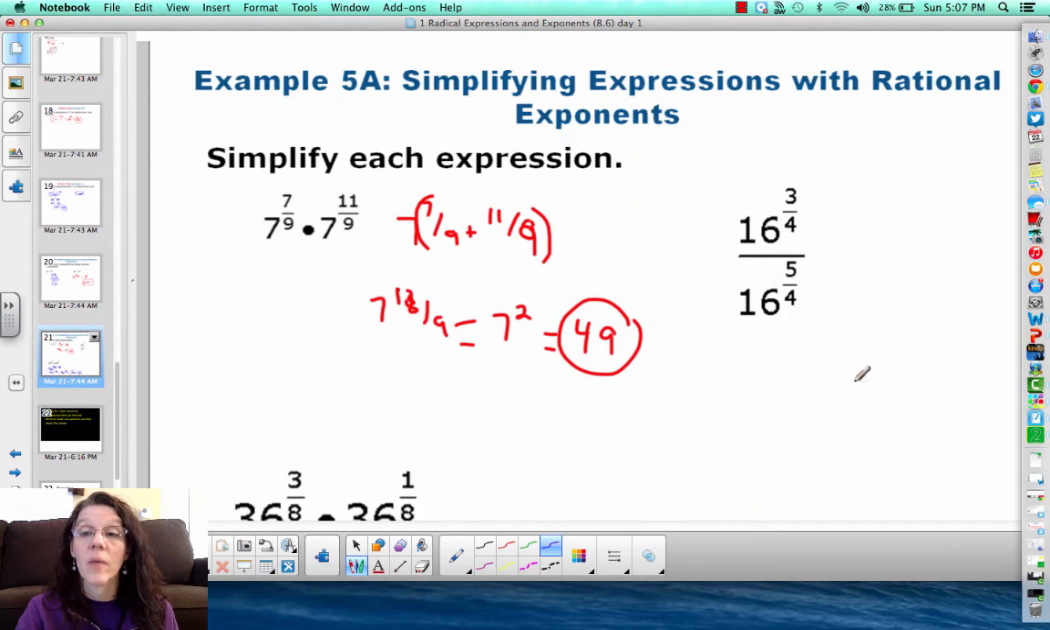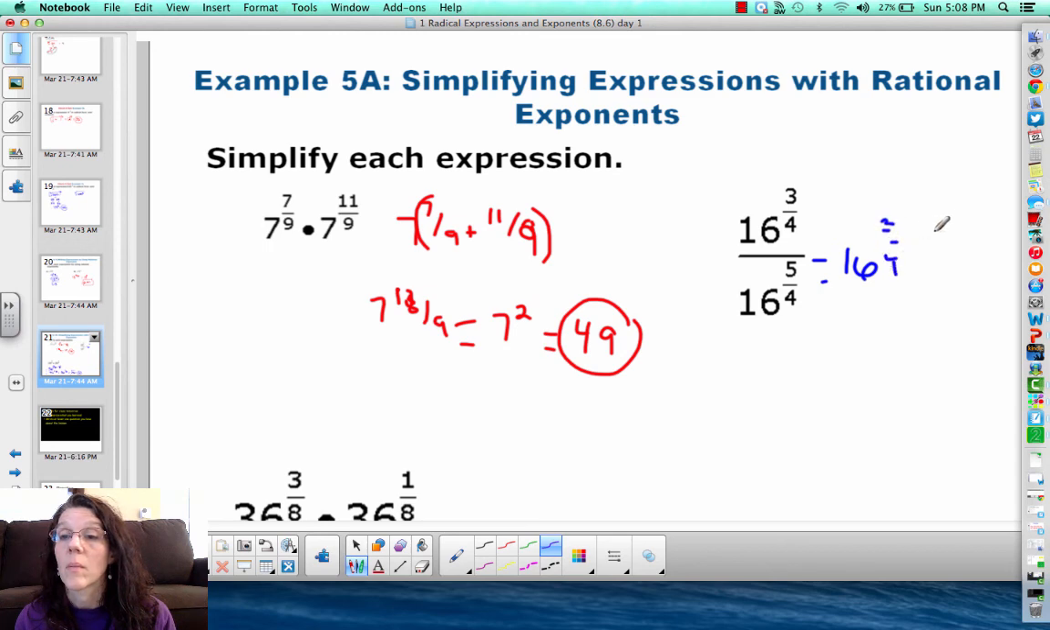All right, now we're going to go back here and look at this one. What's different about this one than those last two? That's right, it's division. And because it's division, what do we do with our exponents? We subtract. And so we now have 16 to the 3/4 minus 5/4. Okay. So that becomes 16 to the negative 2/4. But I can simplify that. So that is 16 to the negative 1/2.